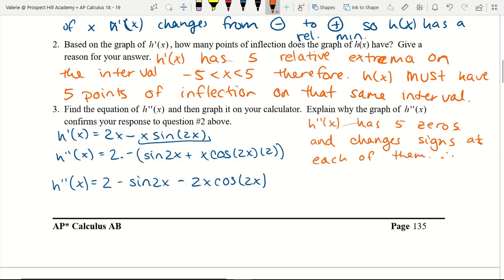Therefore, h of x has 5 points of inflection, as we stated in part 2.